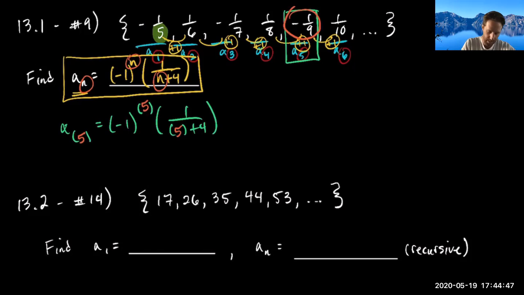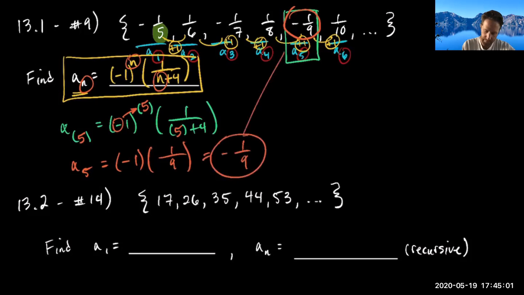And so my A5 would be, well, negative 2 in odd is going to stay negative. And then this is going to give me 1 over 5 plus 4, which is 9, for my negative 1/9 that I knew I had to get. Okay. So that one's pretty straightforward.